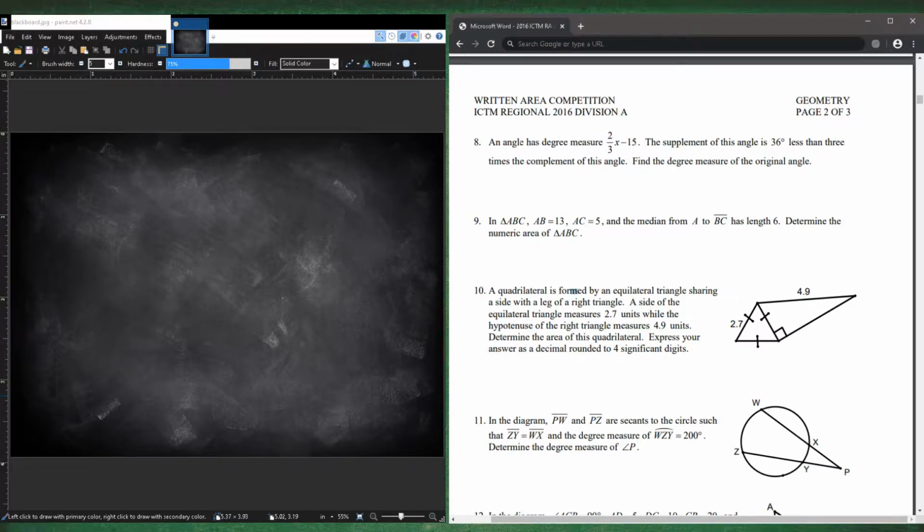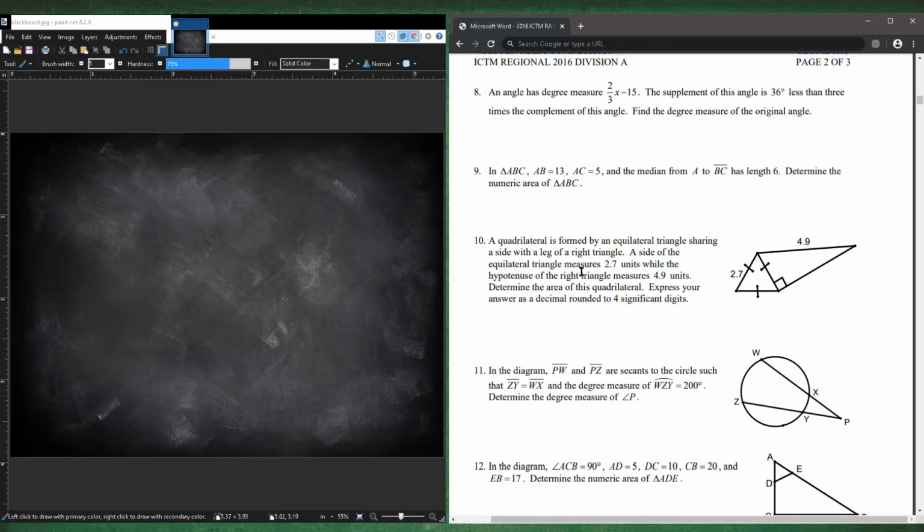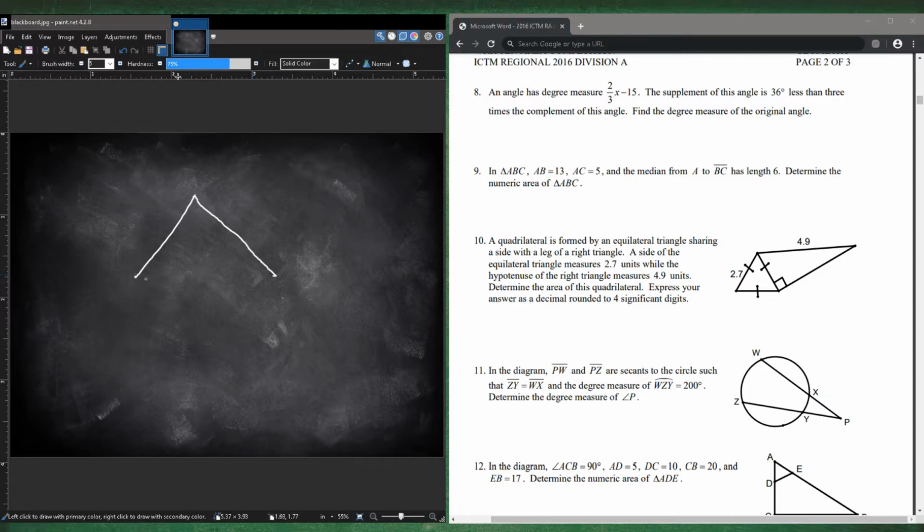You can put degrees if you want as units, but it doesn't really matter. You just need the answer. In triangle ABC, AB is equal to 13 and AC is equal to 5. The median from, okay, so let's kind of draw this out. So we have a triangle. So we have A, B. AB is equal to 13 and AC, this is C, is equal to 5.